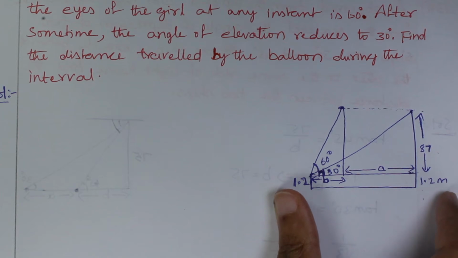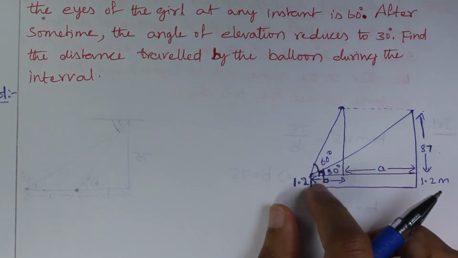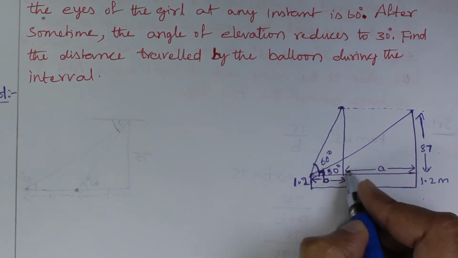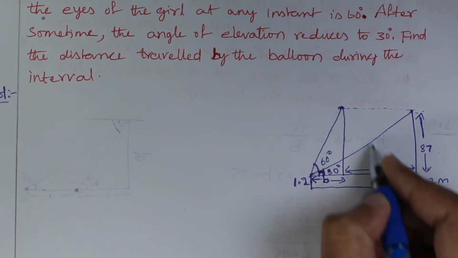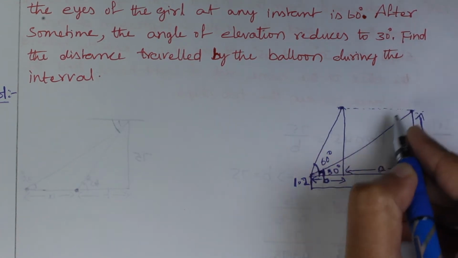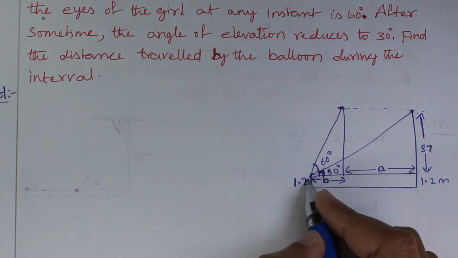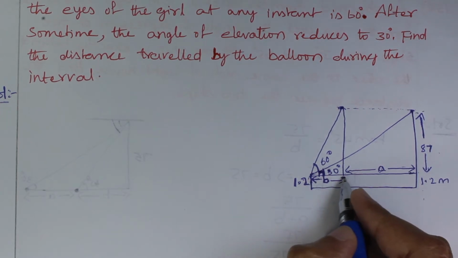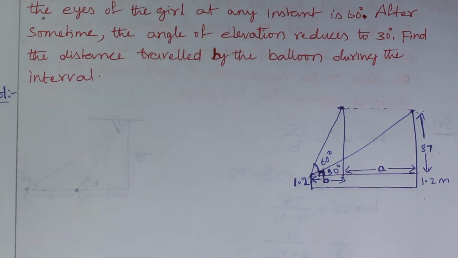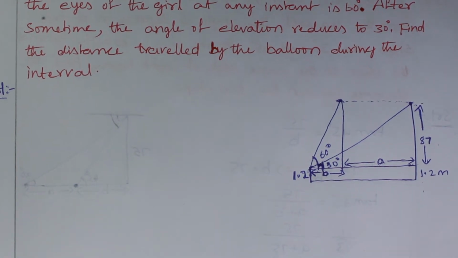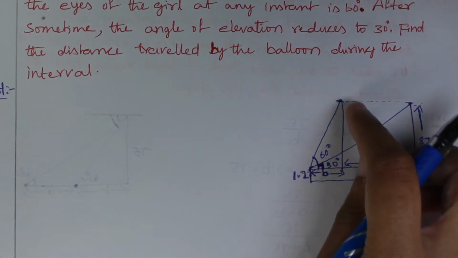Now we will calculate the A value and B value from this figure. Here A is the distance between the two balloons, that is this distance, and B is the distance from the girl to the balloon in the initial position, that is B. Okay, now let's look at this triangle.